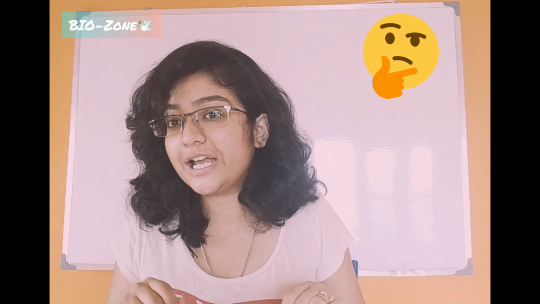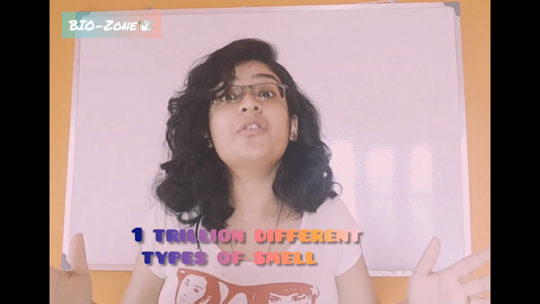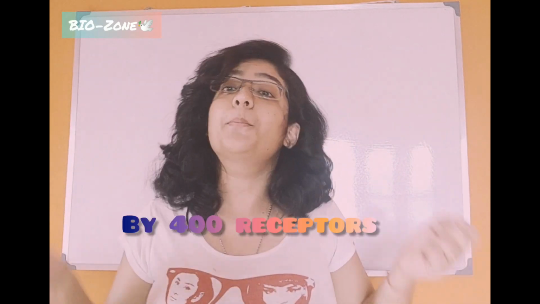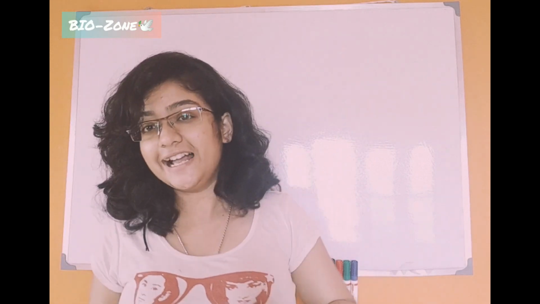Now, when we smell something like a rose or a lemon, how do we differentiate between these 2 types of smells? You know how many types of smells we can differentiate and how many receptors we have within our nose? We differentiate 1 trillion smells with only 400 receptors placed inside our nose. How surprising, right? So, how do we do that and where do these receptors reside? You have to know that, right?